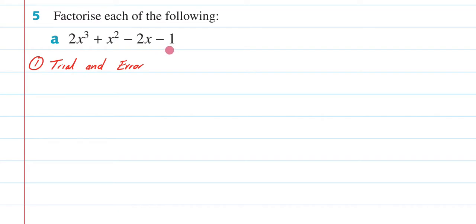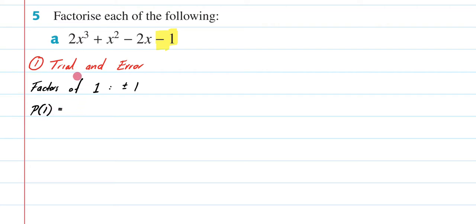The way that you determine what numbers to put in there is by looking at your last term right here and saying, well, I just need to figure out factors of 1. So I only need to consider factors of 1, and that is only plus or minus 1. So that's really easy. Let me just put 1 in first.